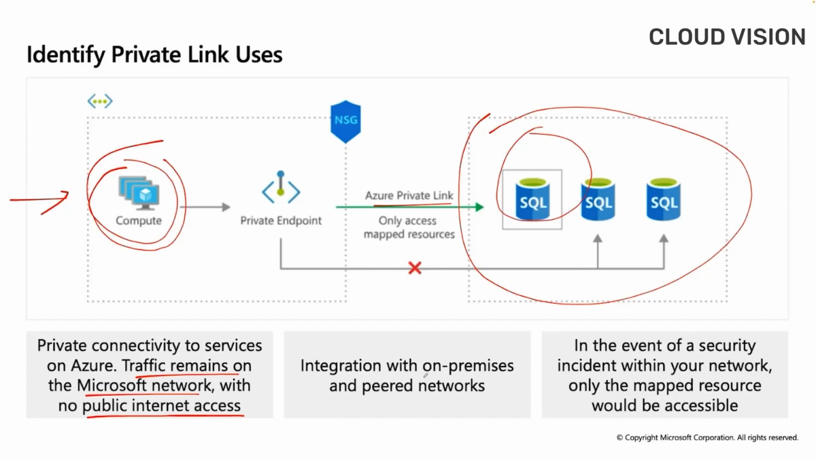You can integrate with on-premises and peer networks. And in the event of a security incident within your network, only the mapped resources would be accessible. So if someone breaks into the server and tries to connect to the services, they can only use this private link to get in here, but the other services won't be affected.